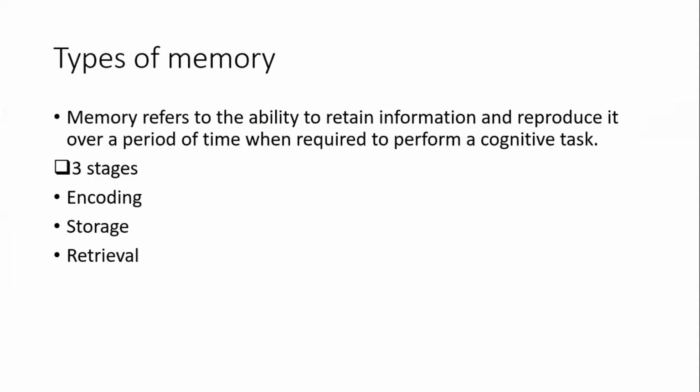We all know what memory is all about. Memory refers to the ability to retain information, as simple as that, retaining information, and reproduce it over a period of time when required to perform a cognitive task. And there are like 3 stages involved with memory. The first one is encoding, the second storage, and the third one retrieval.